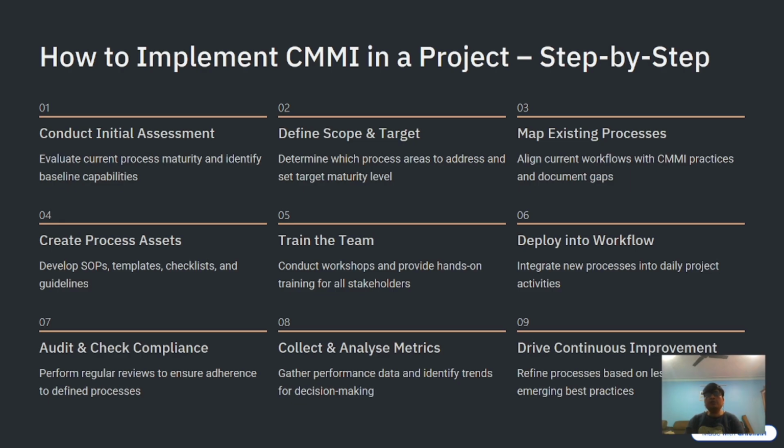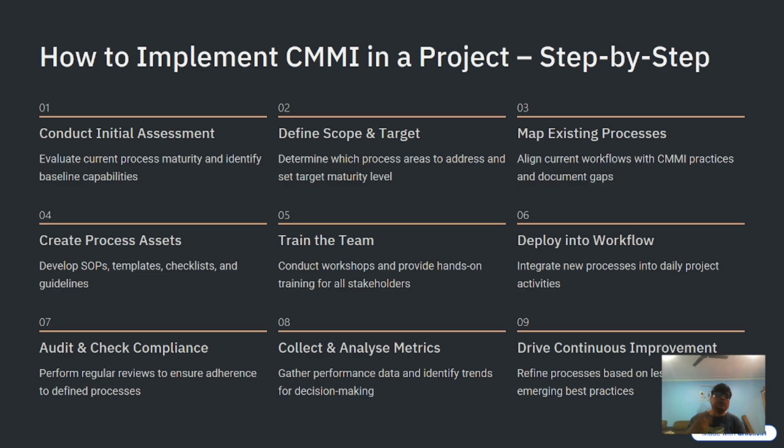Give the targets to the project: this is the particular process which needs to be brought up in the project, and until and unless we improve the numbers. Map the existing processes. Align the current workflows with CMMI practice levels. Analyze what process they are following. Assess that according to the CMMI level process.